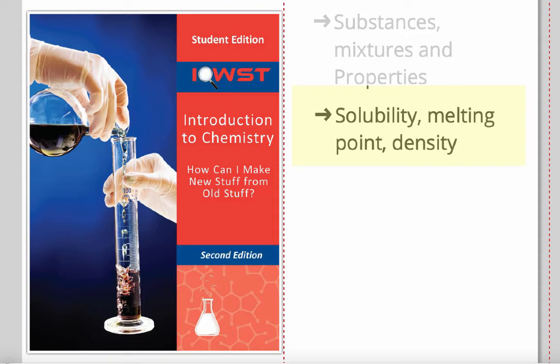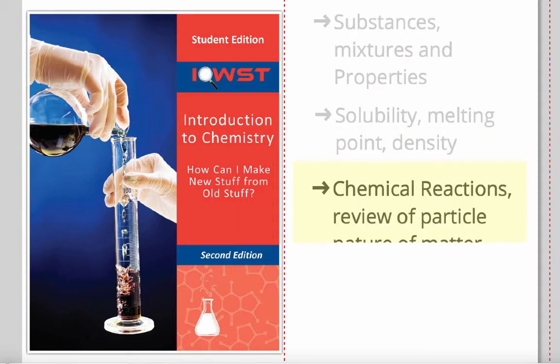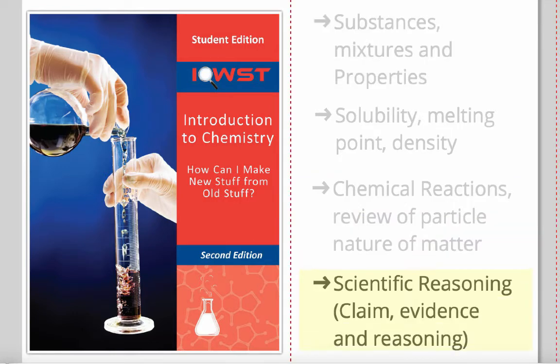And then we'll also spend a lot of time looking at chemical reactions. And so what does that mean in respect to substances, mixtures, and properties? How does all that relate? How does solubility, melting point, density, how does that help me to tell whether or not a chemical reaction actually occurred? A little bit of review of particle nature of matter as we look at the fact that chemical reactions are indications that the atoms have rearranged in the molecules, and there's some modeling that goes around that. But in terms of scientific reasoning, that is definitely the biggest practice that will be worked on in this unit.